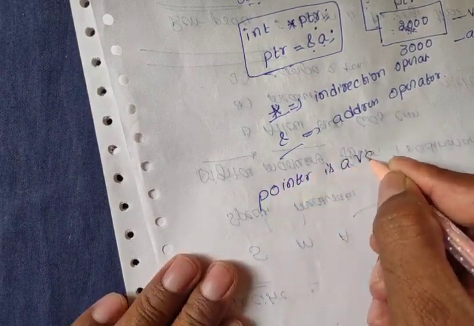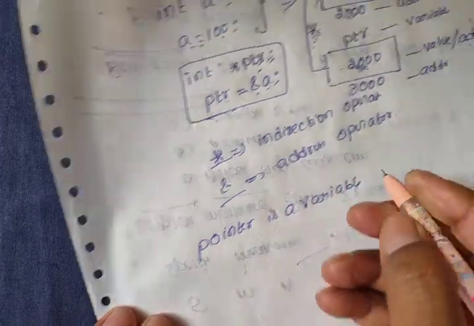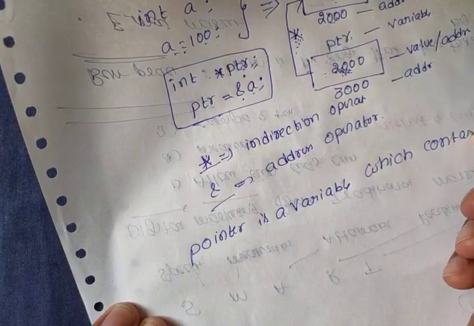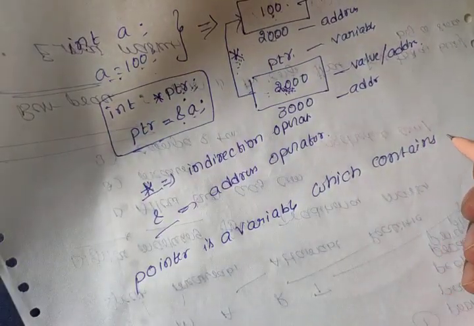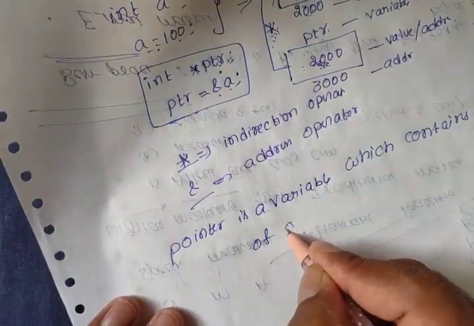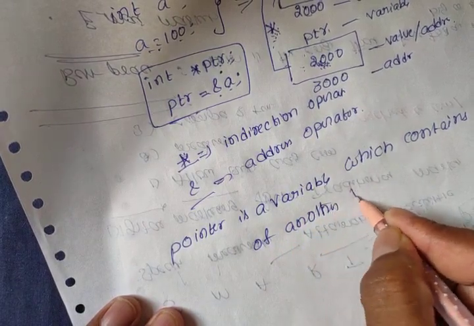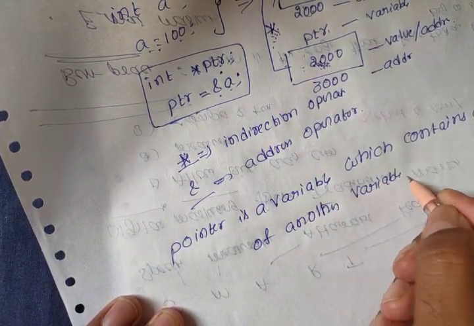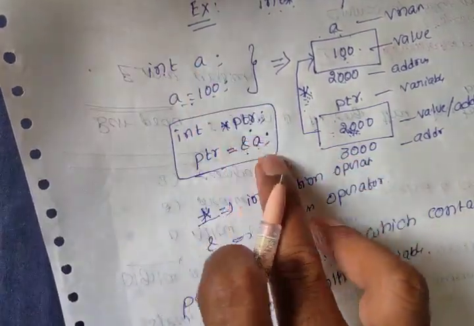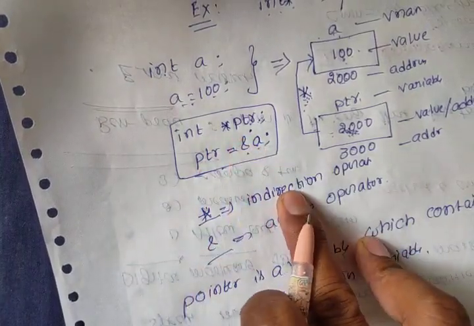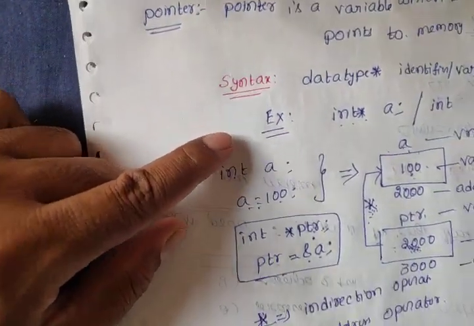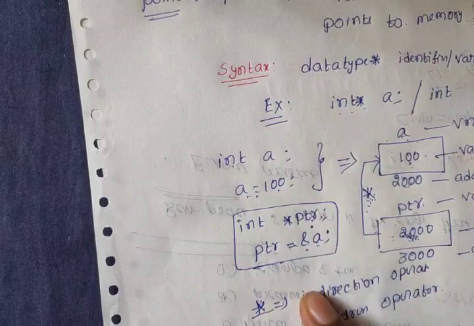A pointer is also a type of variable which contains the address of another variable. That means here ptr is a pointer which contains the address of another variable, that is a. So this is the indication of this pointer variable. This is about what a pointer is, how to declare it, the syntax, an example, and then how to access it.